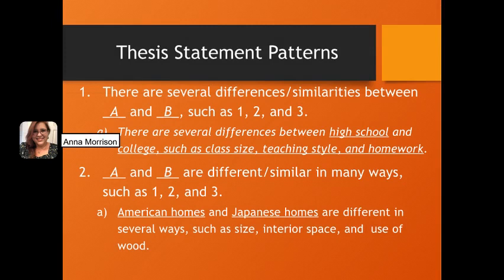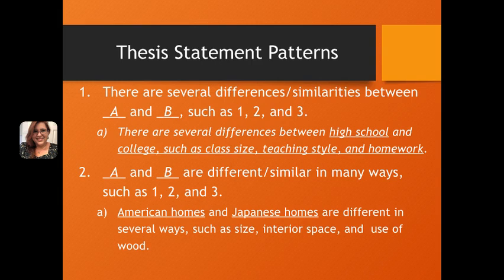The formula that we would use for a thesis statement for comparison and contrast needs to include both items being compared or contrasted and the 3 ways that they are different or similar. So you need an A and a B and a 1, 2, and 3. And here's 2 different ways to write them with specific examples.